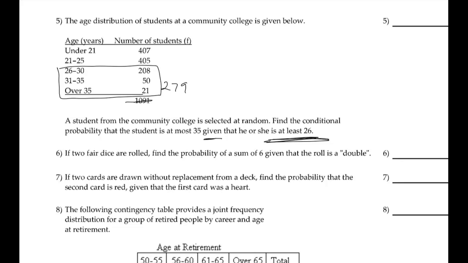Now, I want the probability the student is at most 35. All right, go within your new little sample space, and at most 35 would be these. At most means you could be 35 or younger. So now the probability is going to be 208 plus 50 over that new total of 279.